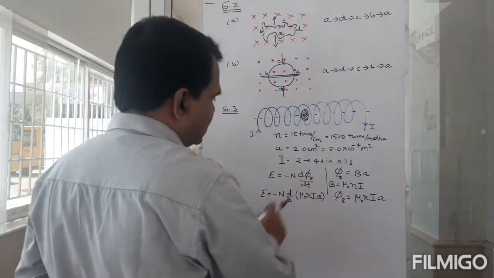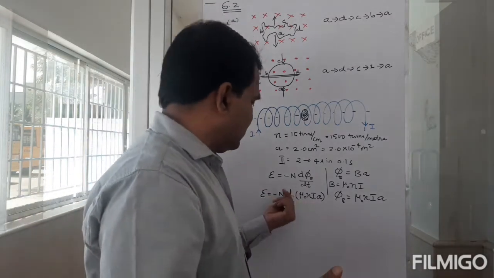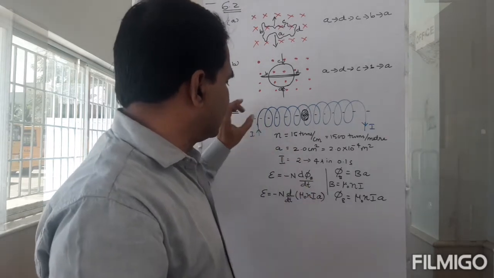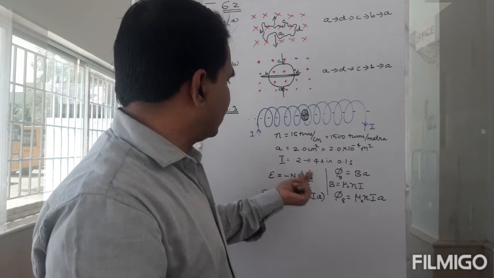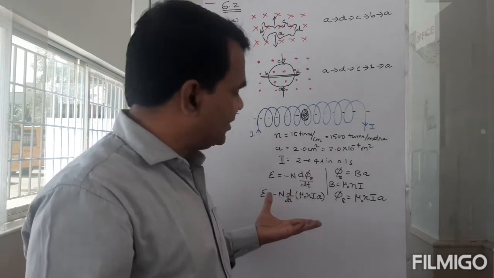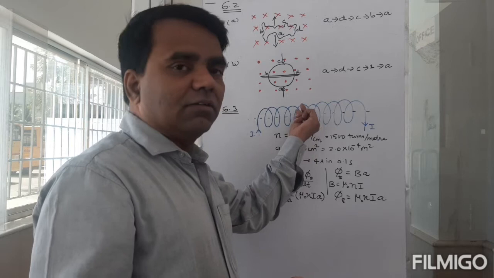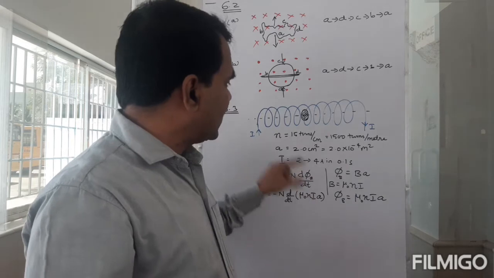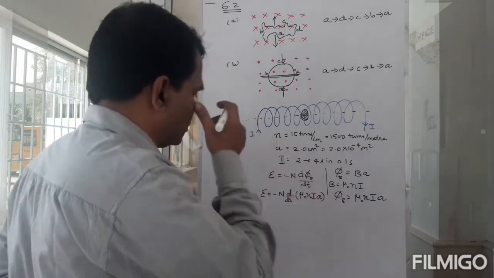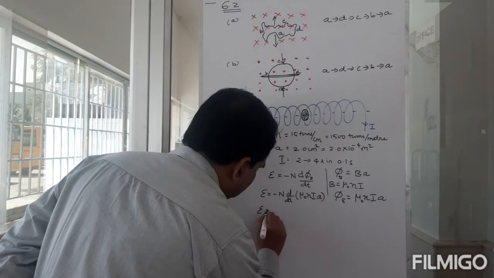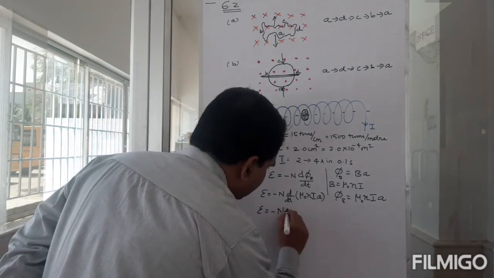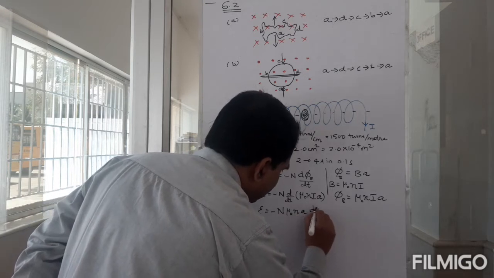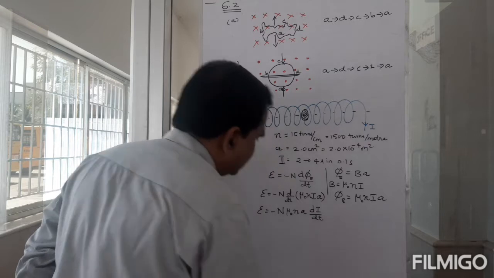Let me take all the constants out because mu naught is a constant. It's not going to change. n, the number of turns per meter of the solenoid, also is not going to change. Then the area of this coil, that small loop, is also not going to change. Then only current is changing. So I can take all those things out. So I get this is equal to minus N mu naught n A into dI by dt.